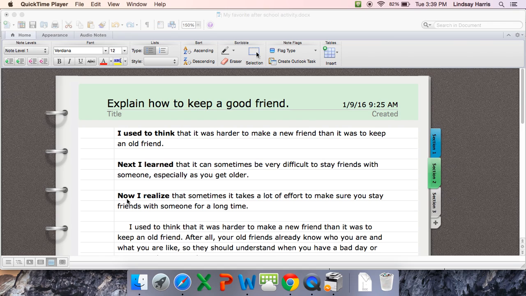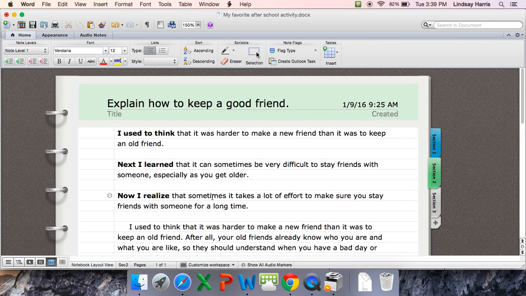Okay, the last one. "Now I realize." So when I look back at my experience about trying to stay friends with someone, especially as I get older, I realized something. So now I realize that sometimes it takes a lot of effort to make sure you stay friends with someone for a long time. So when I write my paper, I'm going to actually talk more about that and describe that a little bit more. But I have my 3 main ideas that I've brainstormed, and I'm going to use these to start each section of my paper.